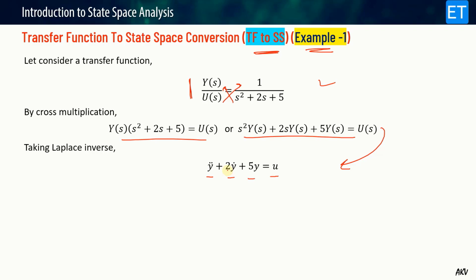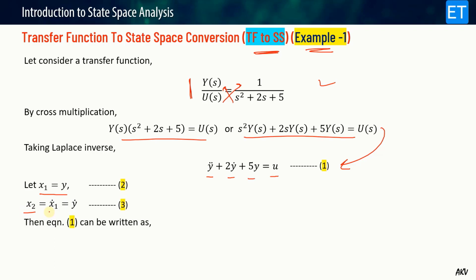So it becomes very easy. First you have to select the state variables. Since it's a second order system, you have to choose two state variables. Let y be my first state variable and y dot my second state variable. Let's say this is equation 3, and now I can represent equation 1 in terms of state variables only. You can see that y double dot is simply x2 dot, y dot equals x2, y is simply x1, and u is u.